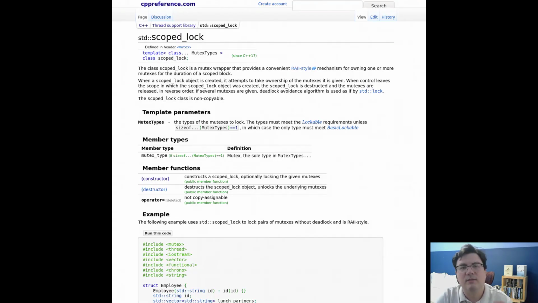If one is locking multiple mutexes at once, C++ provides scoped locks that implement a deadlock avoiding algorithm. This is not fail-proof. Scoped locks can only avoid deadlocks if each thread takes all of its locks at once within a single scoped lock object.